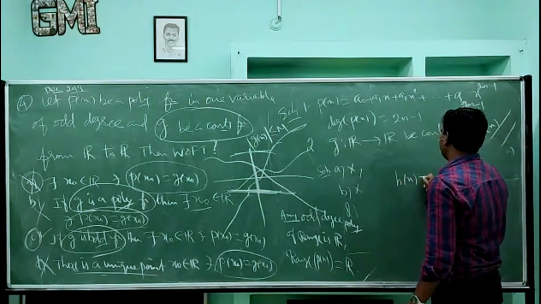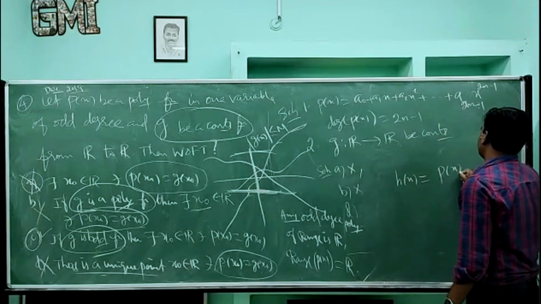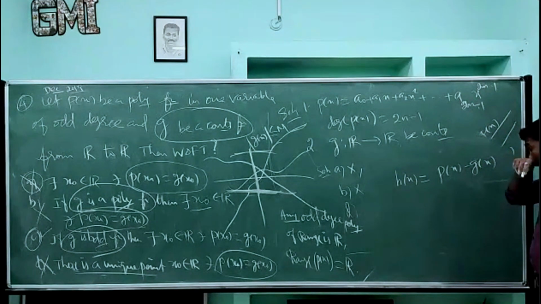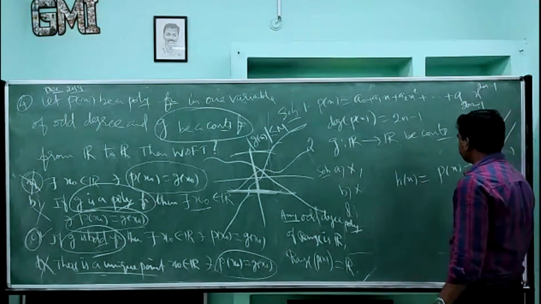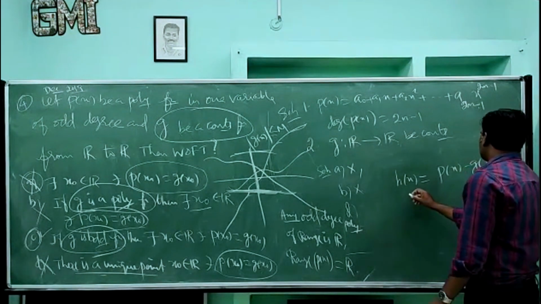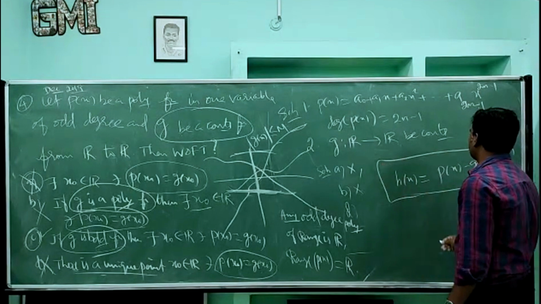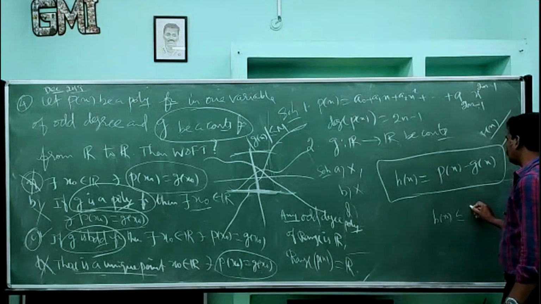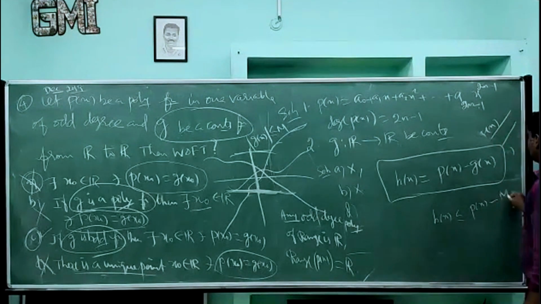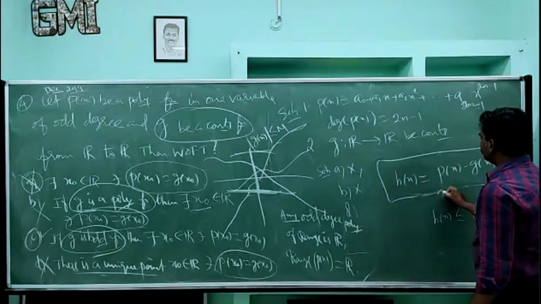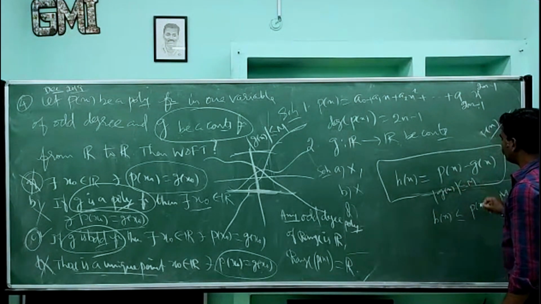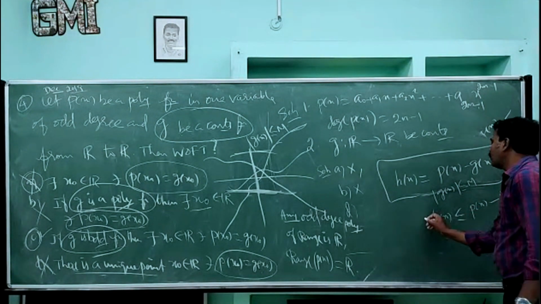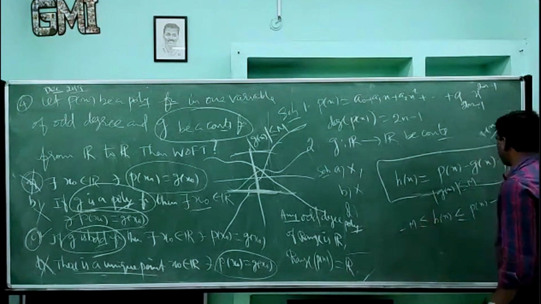Now define h(x) like this: h(x) = p(x) minus g(x). Given the hypothesis that g is bounded, h(x) is less than or equal to p(x) plus m. Why? Because g(x) is bounded, that is, less than or equal to some m. So h(x) is less than or equal to p(x) minus m, and greater than or equal to minus m.